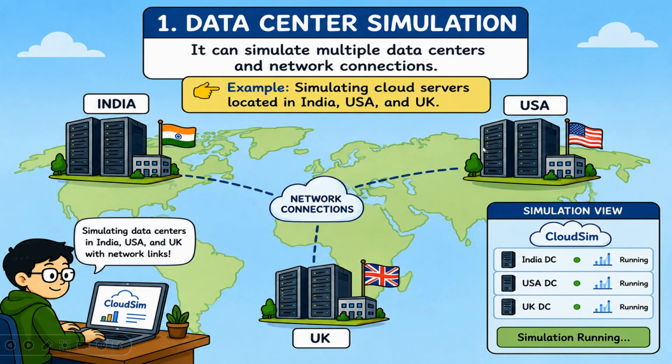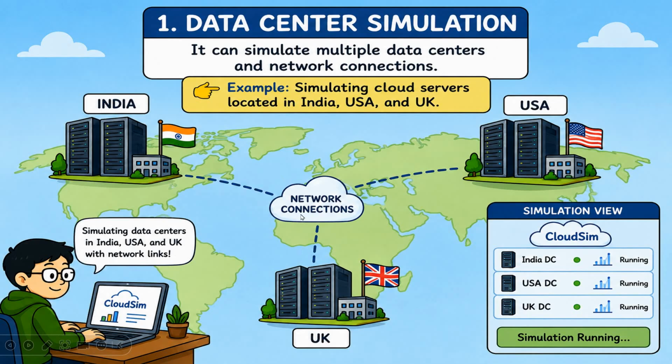Now, here in the figure, you can see how CloudSim can simulate multiple cloud data centers located in different countries such as India, USA, and UK. Each country contains a data center, which is represented by these servers and buildings. And these data centers are connected through network links which represent communication between the cloud systems across the world.